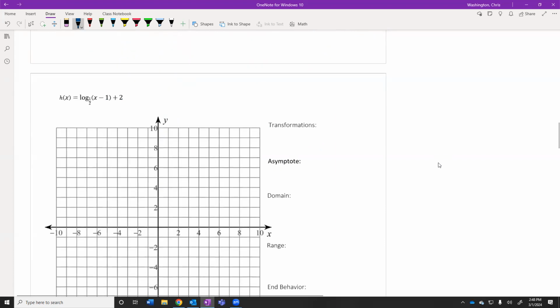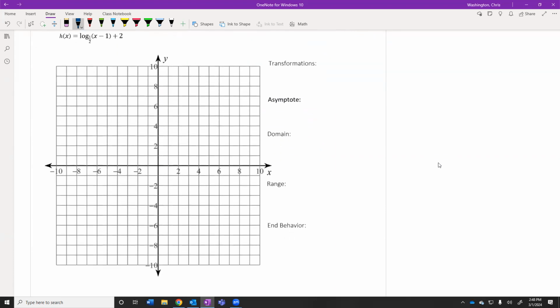Last example, the only reason I want to show this to you is because of the 1/2. Just like when we change the base for exponentials, it changes the direction of the graph. When we change the base for logarithms, it's also going to change the direction of the graph. For my transformations here, this one's going to go right 1, and the +2 is going to make it go up 2. Since we went to the right 1, our asymptote is going to be at x equals 1. That 1 is going to have huge implications on the domain and the end behavior.